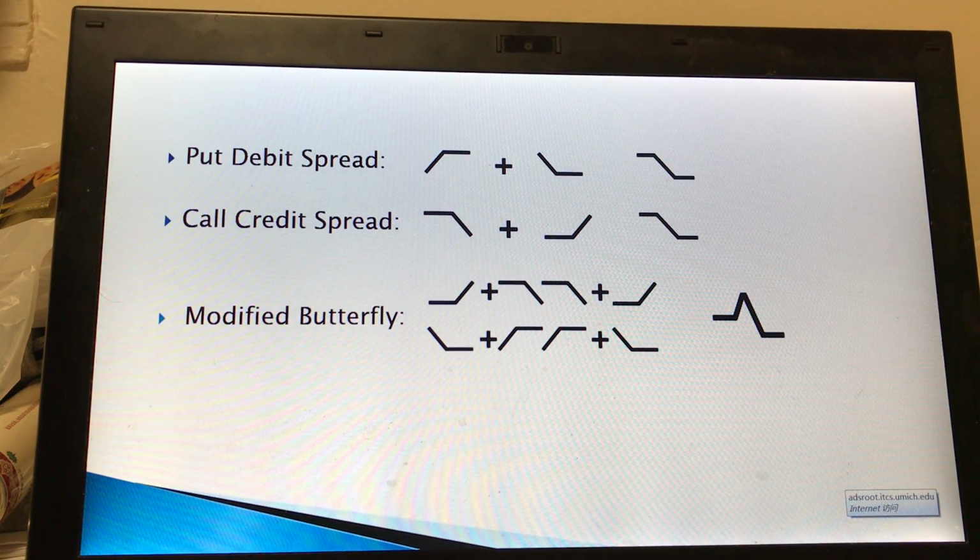And the put debit spread and the call credit spread are quite similar to our bullish strategies.